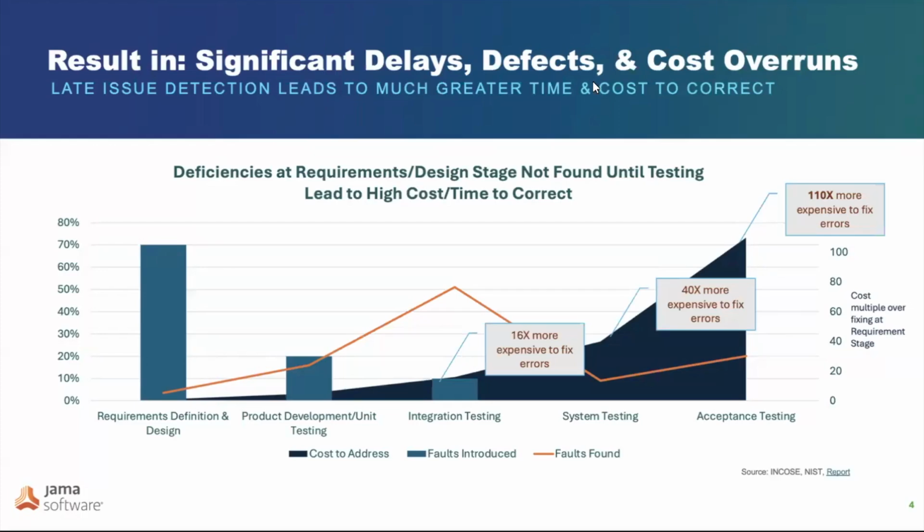These numbers are from sources at INCOSE and NIST. So what you can really take away from this is the fewer errors that we introduce early, or the faster or sooner that we identify those issues, the better off we're going to be and the more engineering time we are going to save.